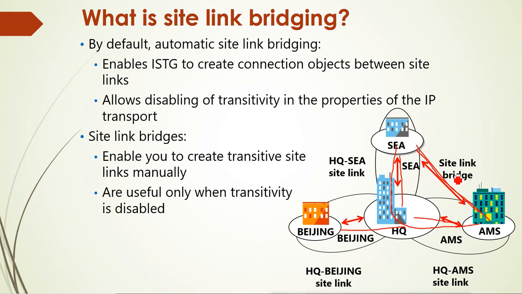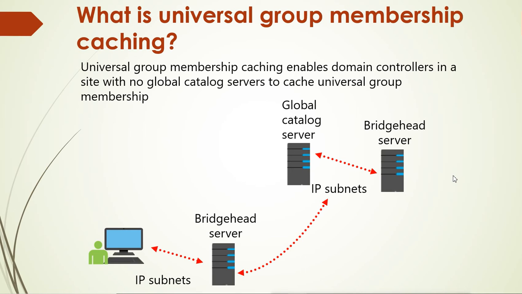So we can create the site bridge for that, site link bridges. Then what is the universal group membership caching? Now remember, universal groups are for giving the permission on any object within the whole forest. So if you have a universal group, the universal group is assigned the permission to some object, some resources, and it is on the other side.